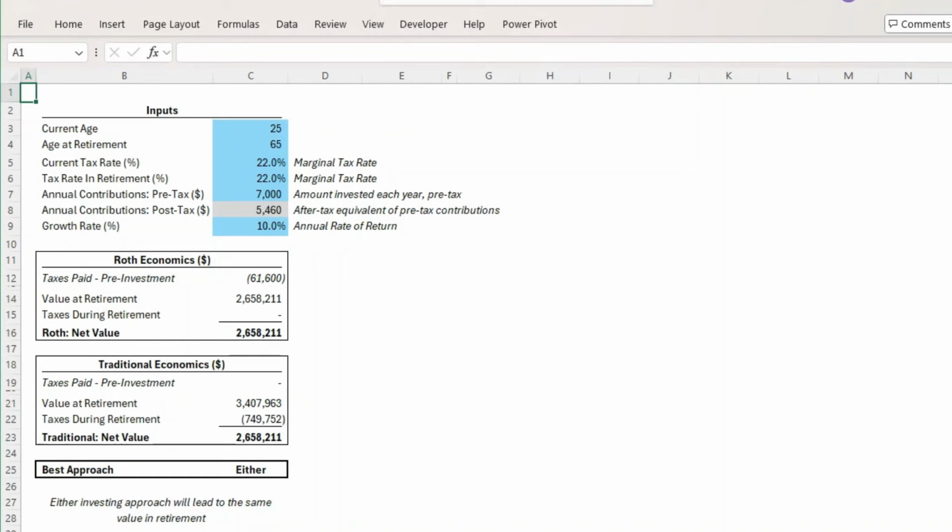Today we are walking through a calculator to demonstrate the economics of a Roth or post-tax investment vehicle versus a traditional or pre-tax investment vehicle. By the end of this video, you should be able to first understand the underlying mechanics of each investment vehicle and two, determine the best approach for your specific situation.